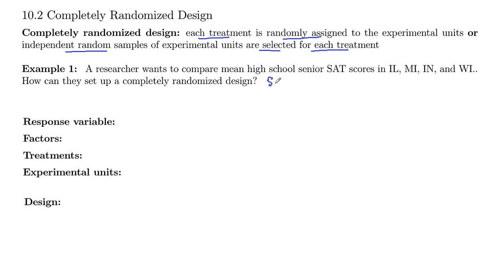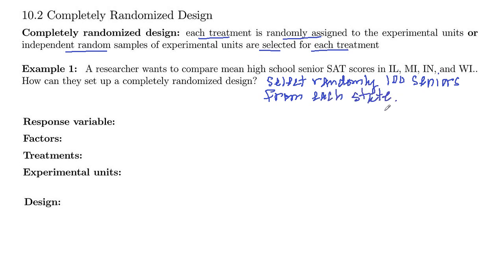So for example, we could randomly select 100 seniors from each of the 4 states. And so those would be our independent random samples for each treatment. So we'd have 4 treatments here.